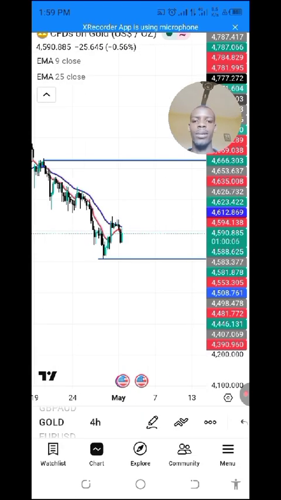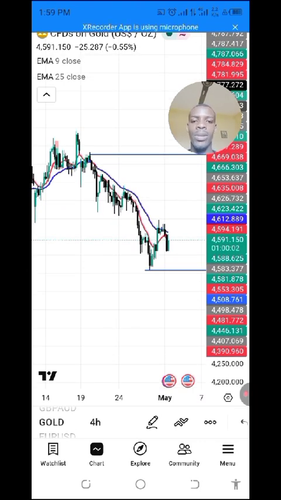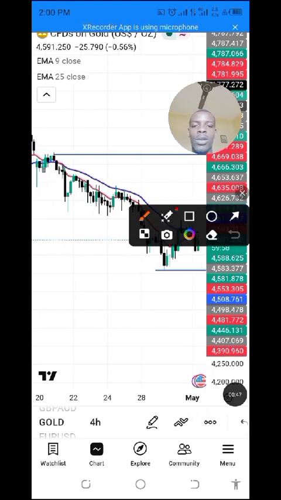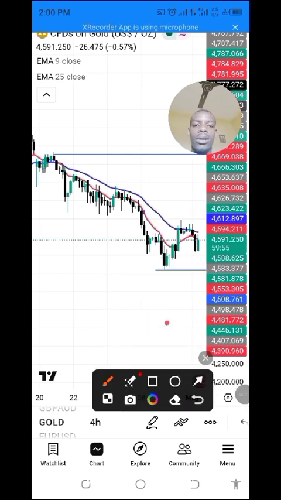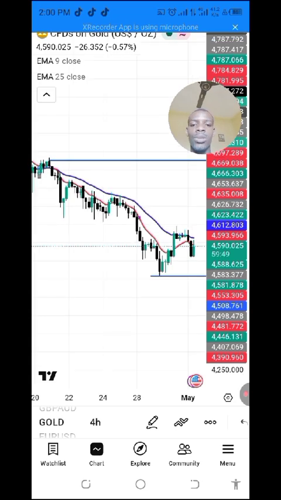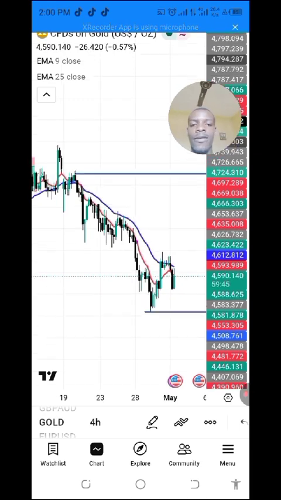This is the four-hour time frame. You can see that the market is pushing up aggressively from this spot. Let me show you the place. The market is pushing up aggressively from this place. So this is the four-hour time frame.